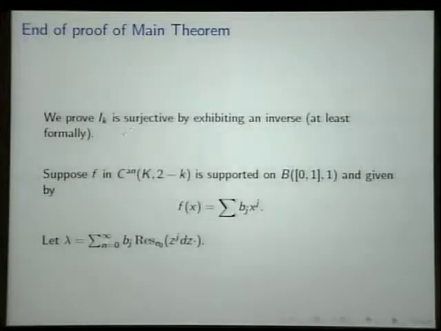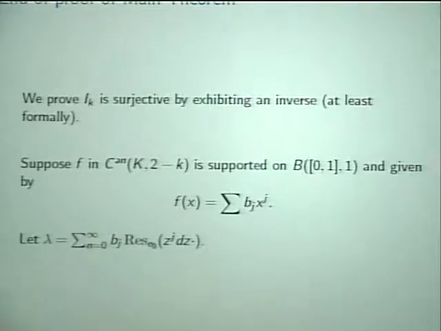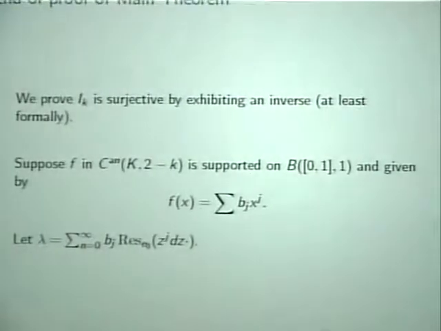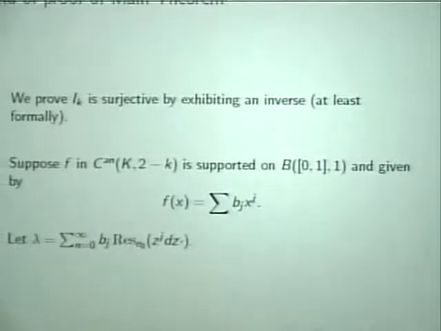So what does that mean? We have a function in this space, the functions on the boundary, and we need to find a continuous linear map on the rigid functions, which if we apply it to 1 over z minus x, gives us our function back. Okay, that's basically what we have to do. And how do you do that?